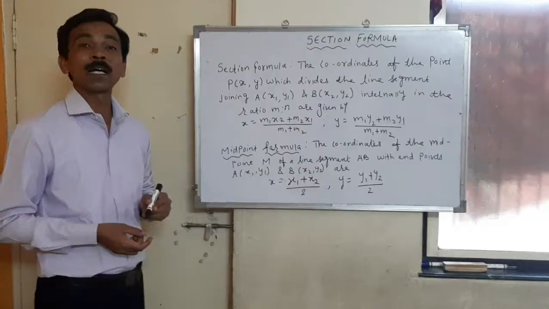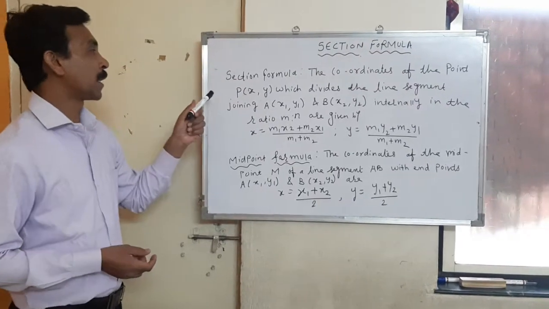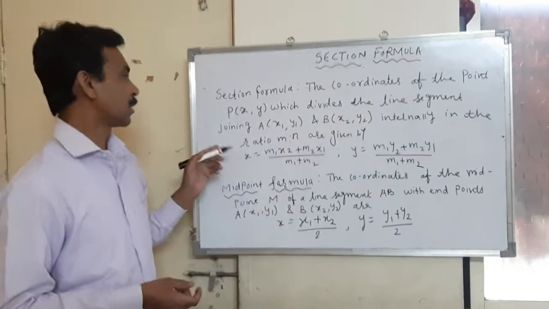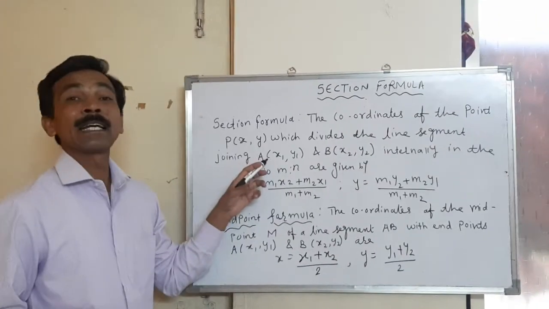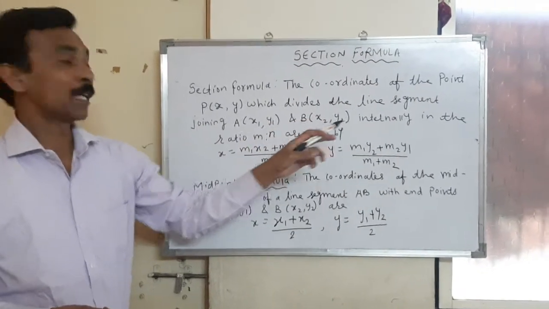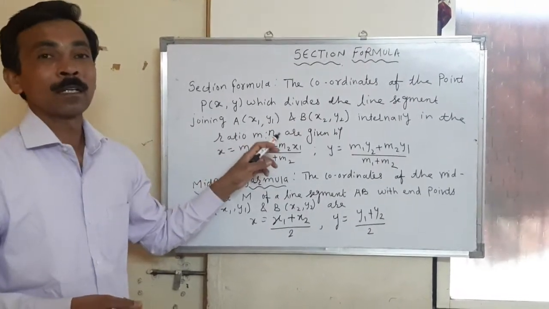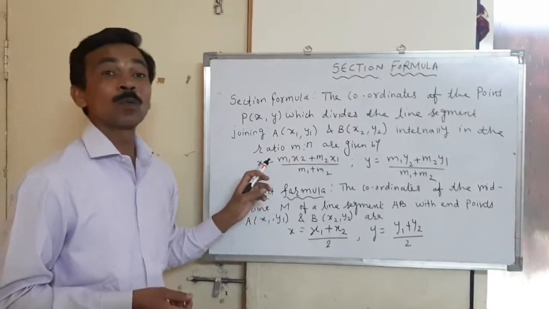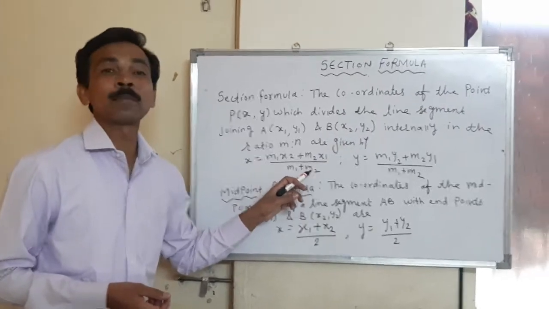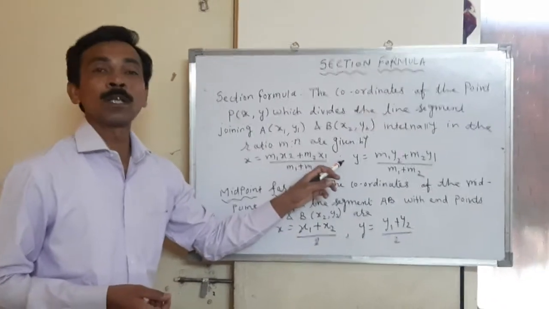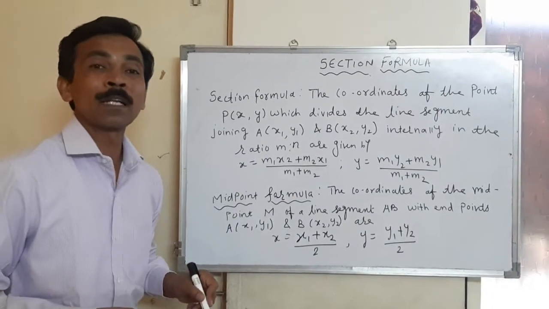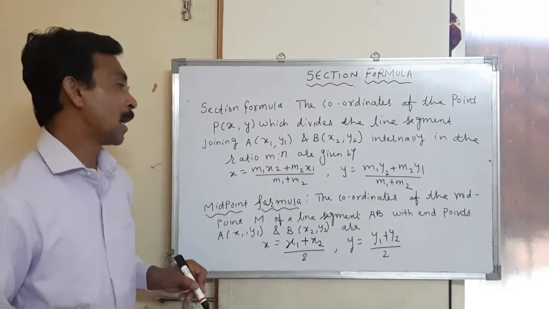What is the section formula? The coordinates of the point P(x, y) which divides the line segment joining A(x1, y1) and B(x2, y2) internally in the ratio m1:m2 are given by x is equal to (m1 x2 plus m2 x1) upon (m1 plus m2). You can see here, y is equal to (m1 y2 plus m2 y1) upon (m1 plus m2).